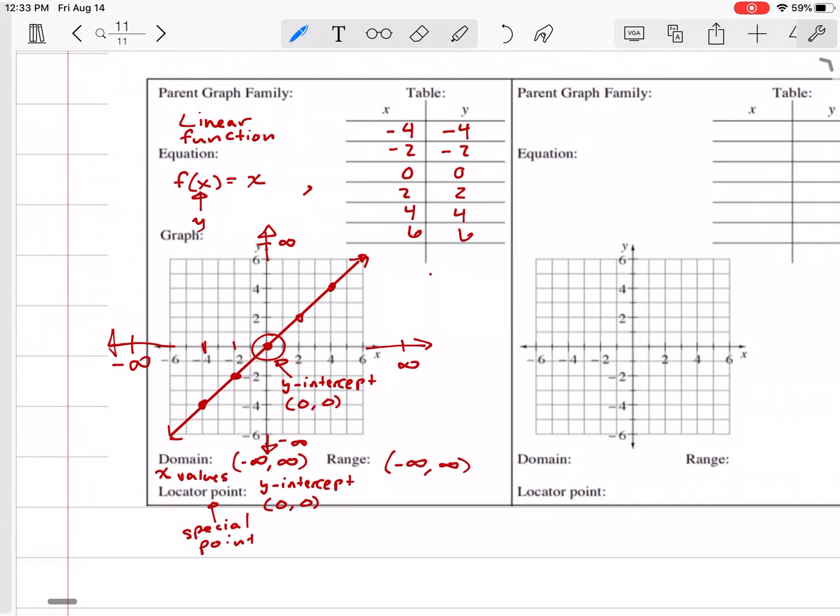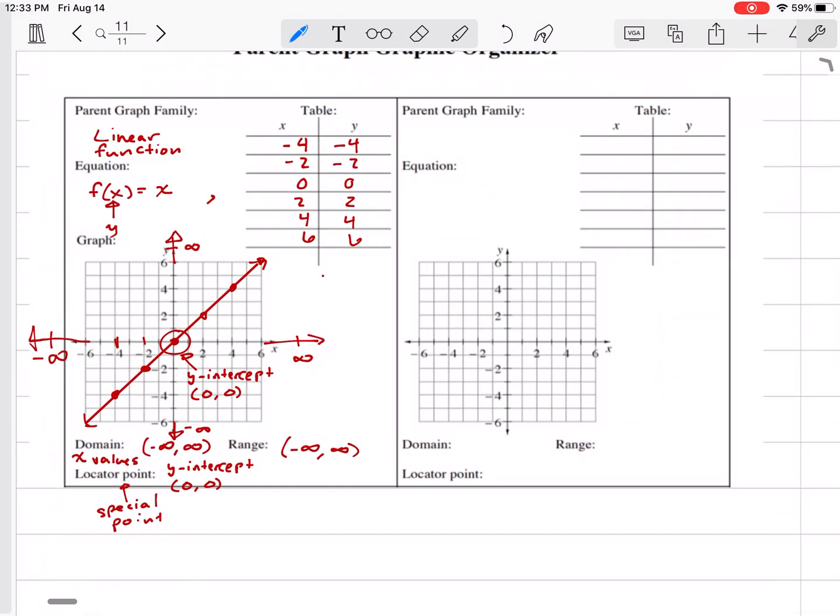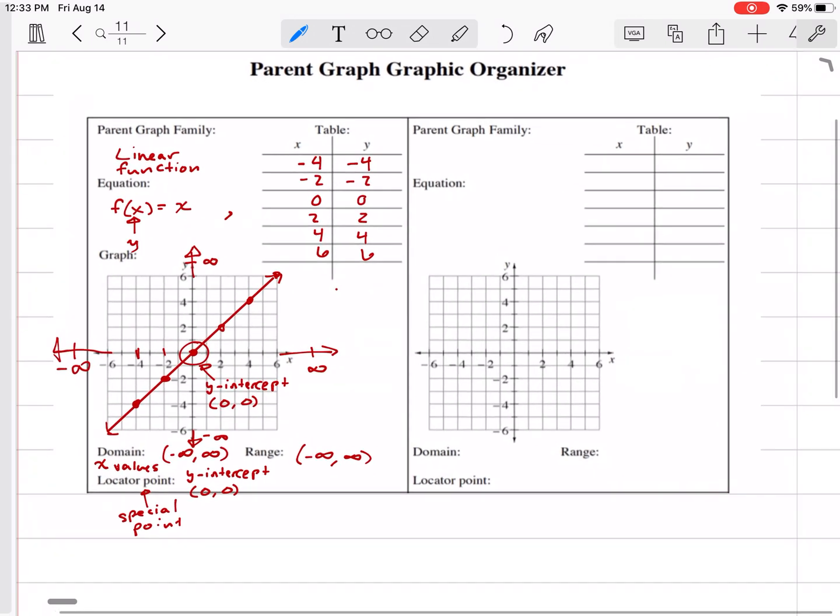So your job for this lesson, for this assignment, is to create a graphic organizer for all of these types of functions, because these functions are going to keep coming up over and over and over again for the rest of the year. So hopefully you have this organizer completed that will help you refer to them as you need to.